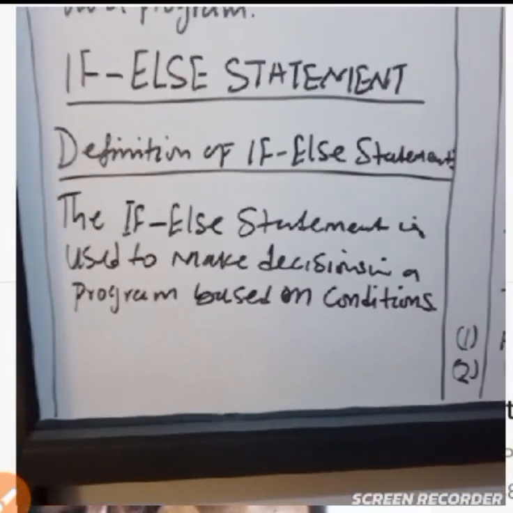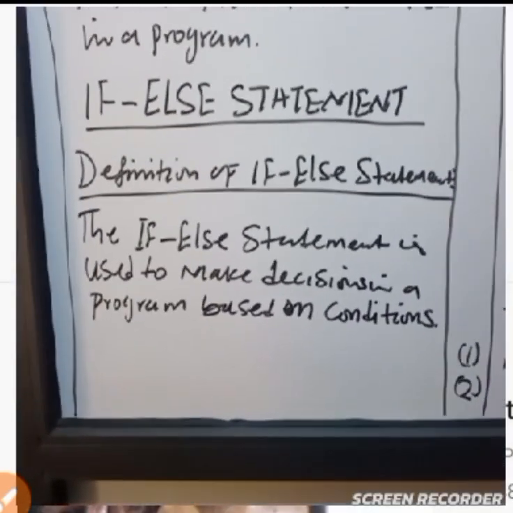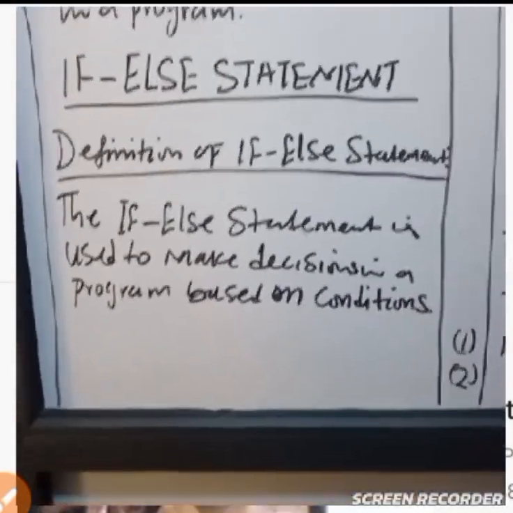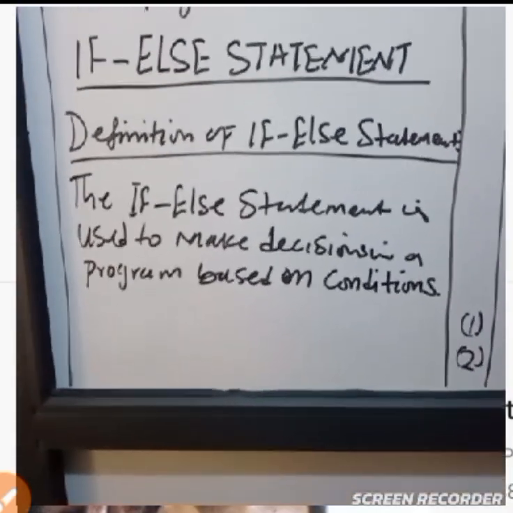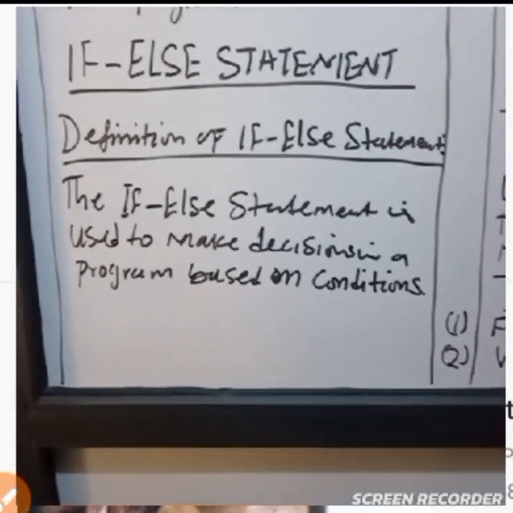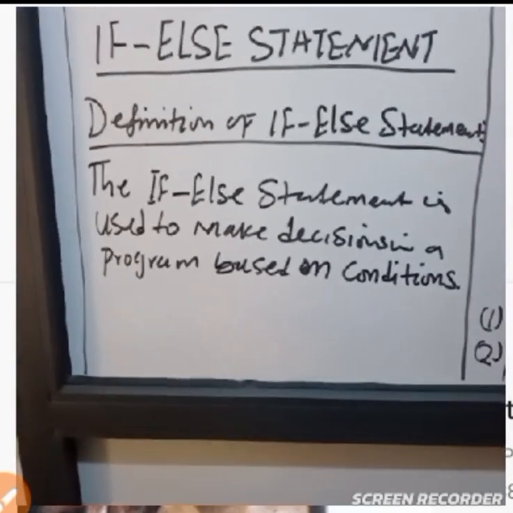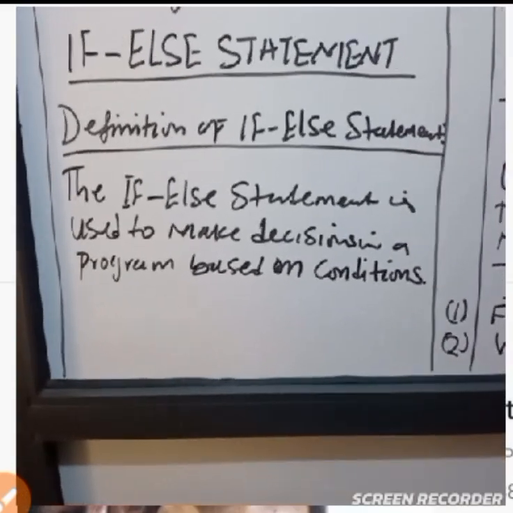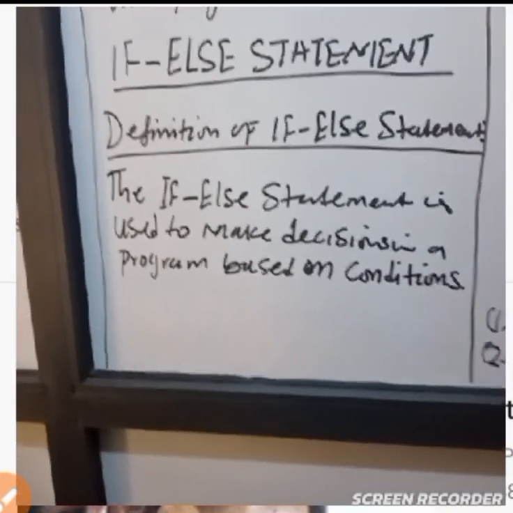The computer checks a condition. If the condition is true, it performs one action. If it is false, it performs another action. This is similar to real life. If it rains, you carry an umbrella. Else, you don't.